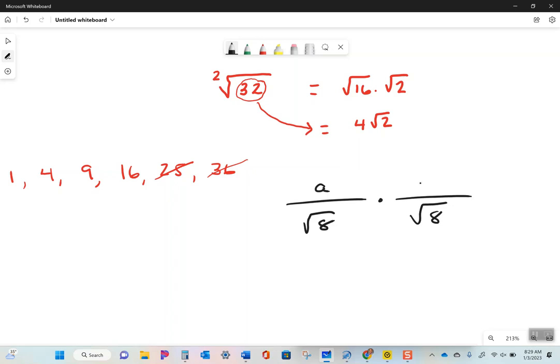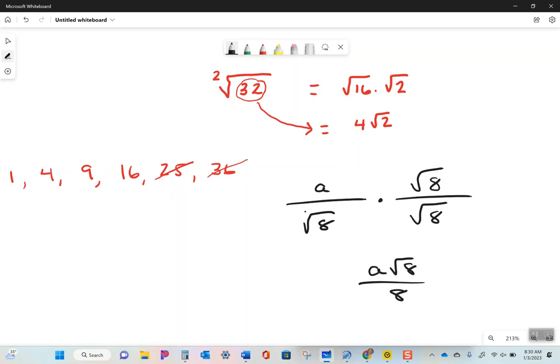But I have to do this in a form of 1. So if I multiply the bottom by the square root of 8, what do I have to multiply the top by, friends? Guys, what's the square root of 8 times the square root of 8? Yeah, because it becomes the square root of really what value? Yeah. So this would really be a times root 8 all over 8.